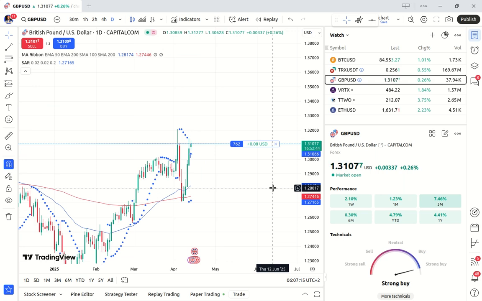So the strategy is actually very easy. The first thing is the price has to be above two EMAs. One, the 50-day EMA. EMA stands for exponential moving average, and it's right here.